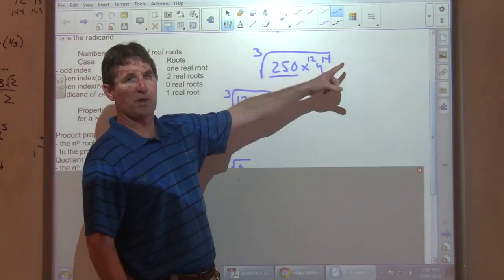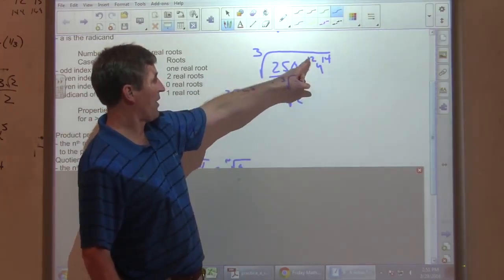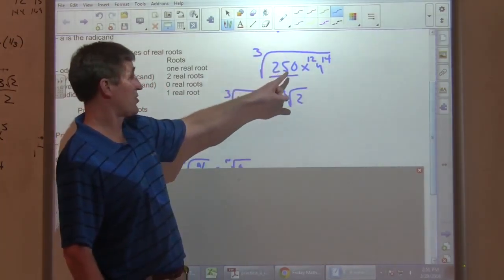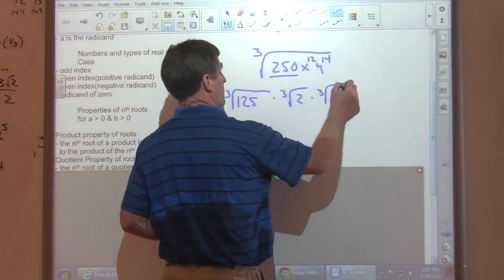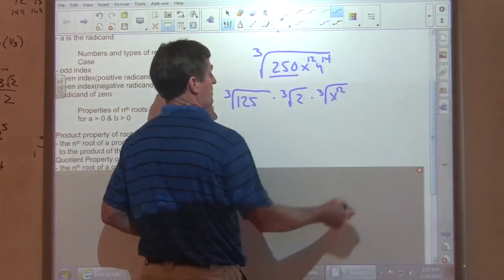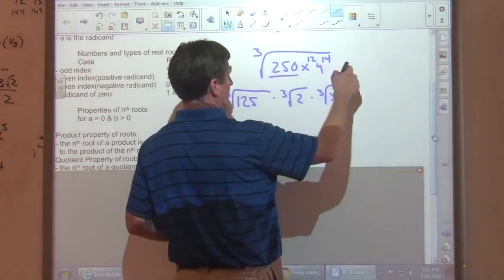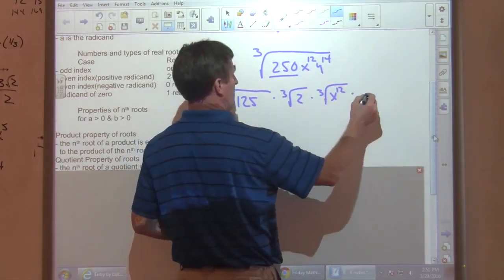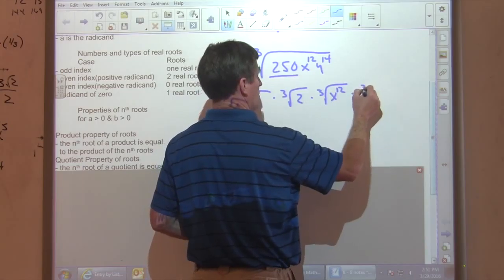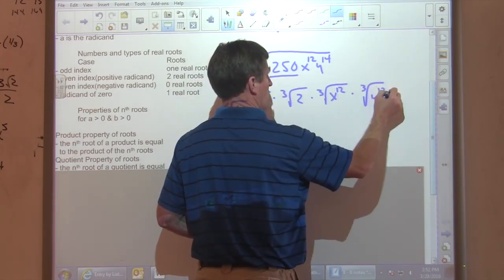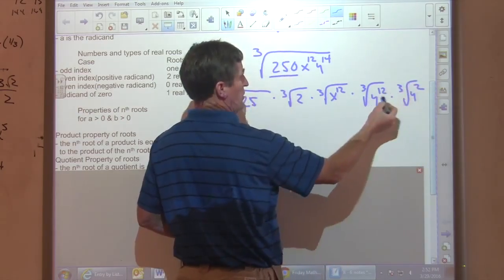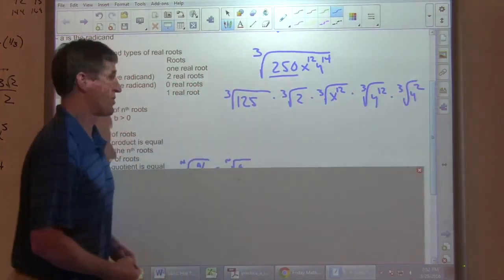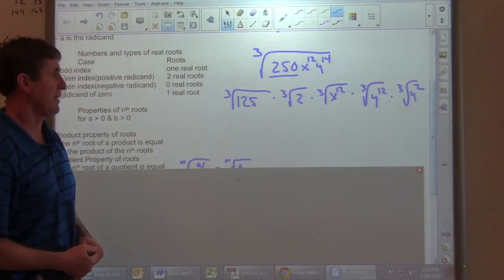With variables, it's really easy. The power has to be divisible by the index. So 12 is divisible by 3, so I can break that into x to the 12th. And then y to the 14th is not divisible, but I can break the y to the 14th up into y to the 12th times y squared. Because remember, when you multiply, you add exponents. So that would be the same as y to the 14th.